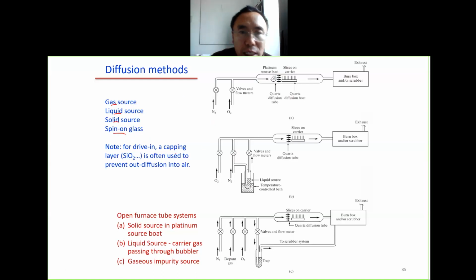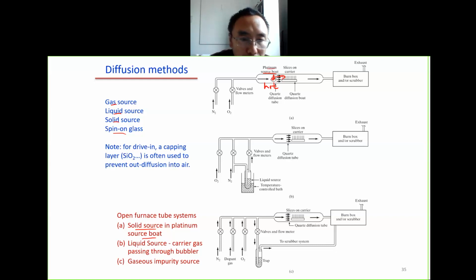You can see here, what do you see here? The first one is the solid source in a platinum source boat. We put the source material inside this platinum source boat. Then it is heated and vaporized, then it comes to the wafer.